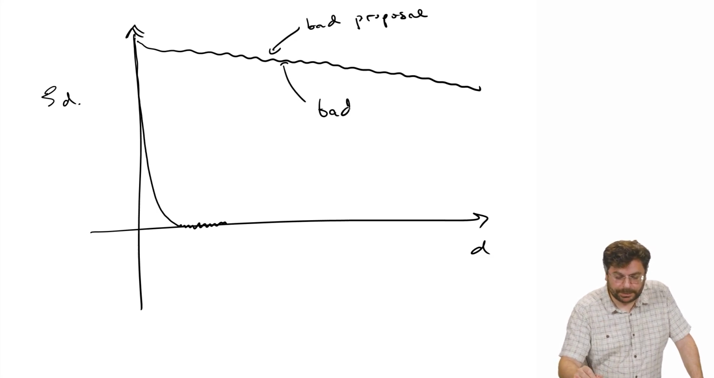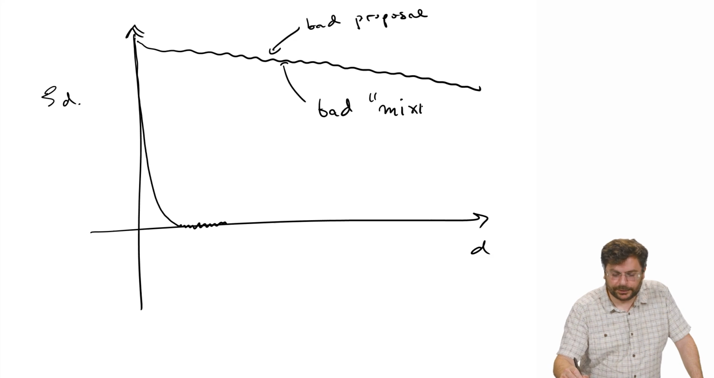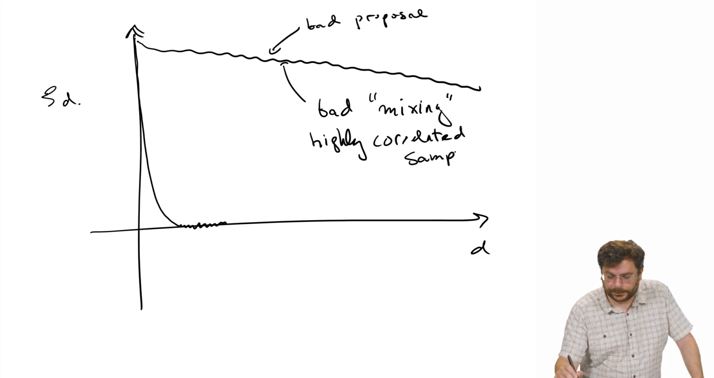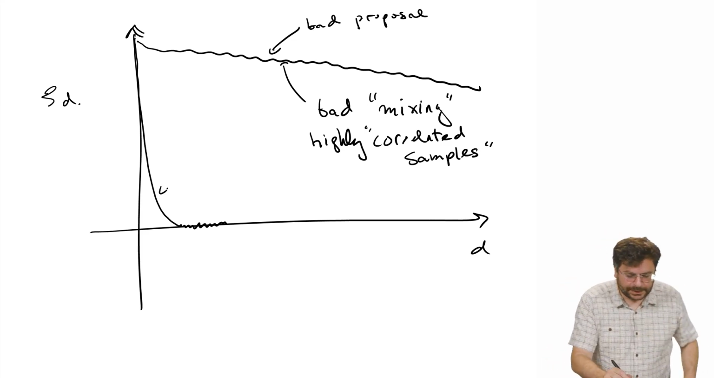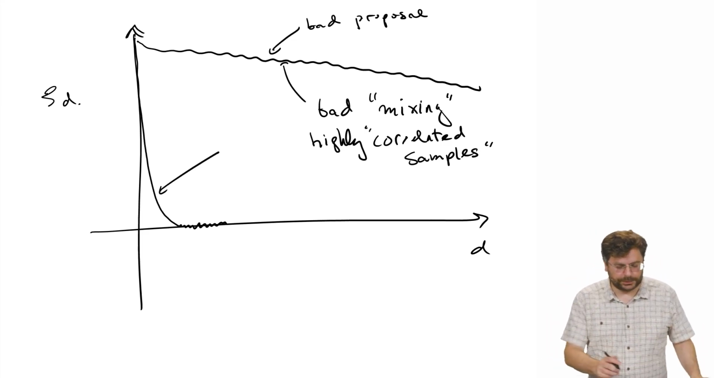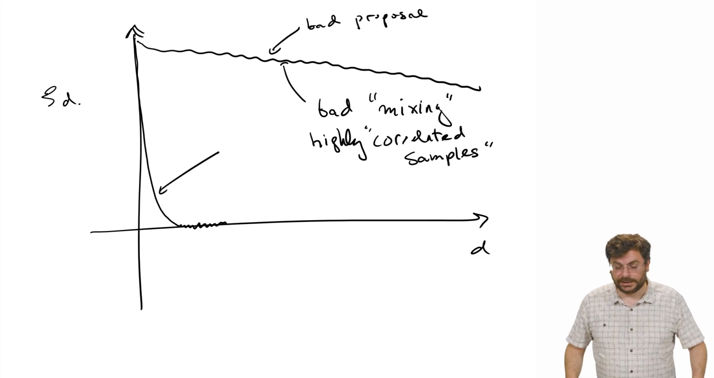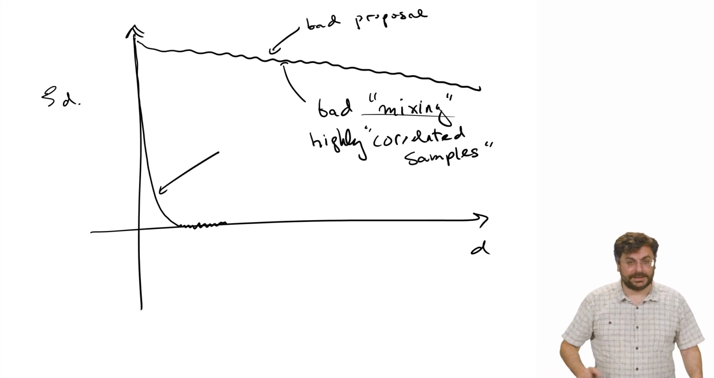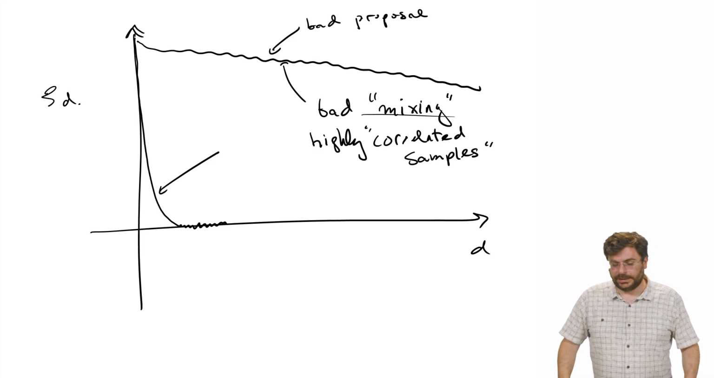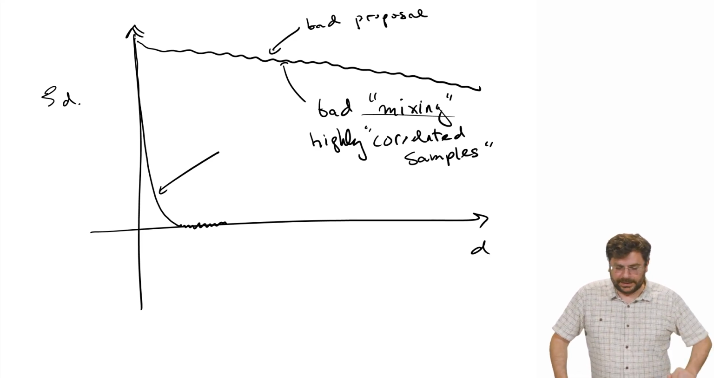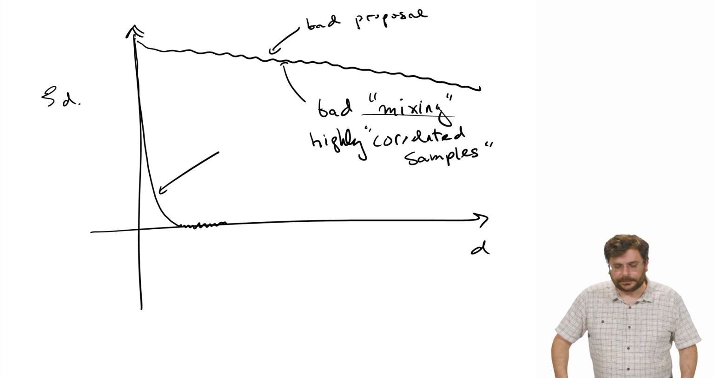It's also called very bad mixing of your MCMC chain, or very highly correlated samples, all of which are bad things. This is the exact opposite. It is a good proposal distribution because your samples are quite decorrelated. It is very good mixing. Again, it's another synonym for saying that your samples are decorrelated. And yes, it is highly decorrelated.